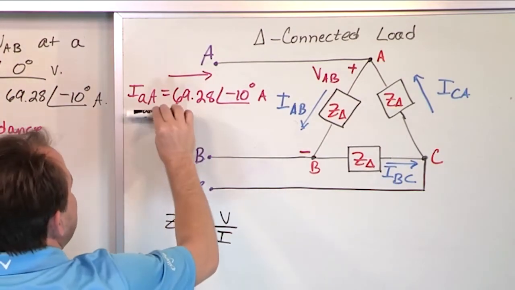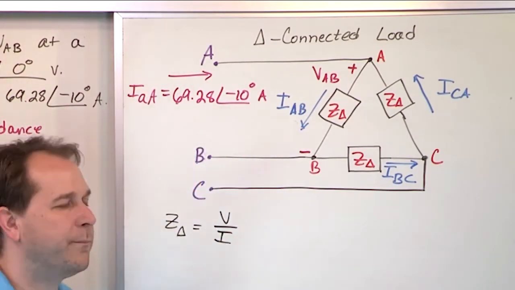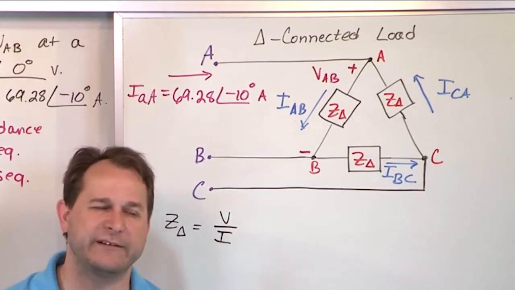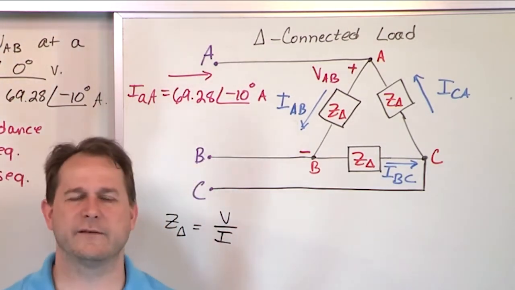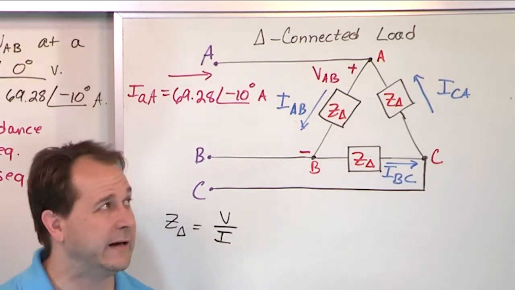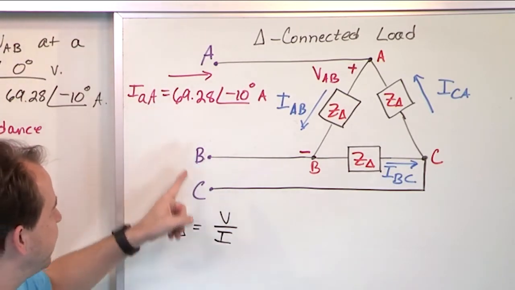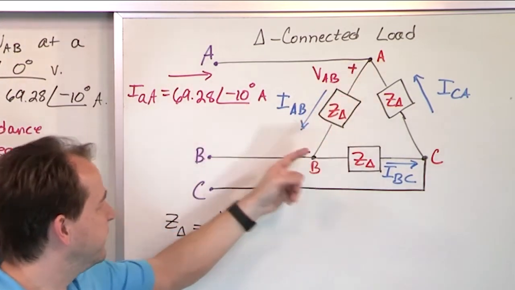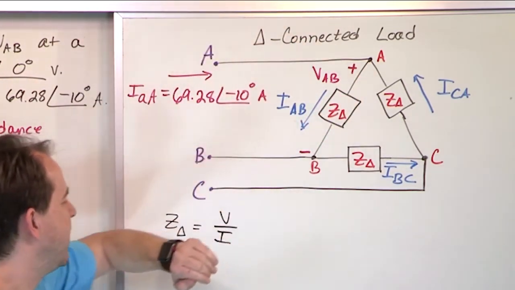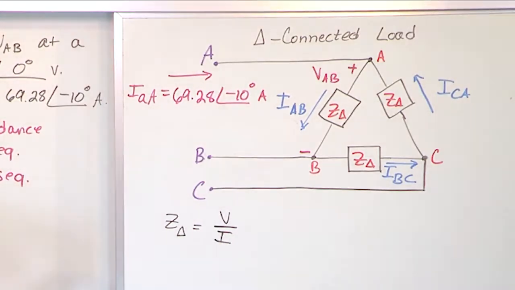We were given IAA. Now you see why it's so important to draw a picture, because if you're just given all these things and you don't really know what a line current and a phase current is, and you don't draw anything, you're going to be tempted to use this current and stick it in here and get the wrong answer. But this is not the current flowing through this load. This is the current coming in from the line direction.